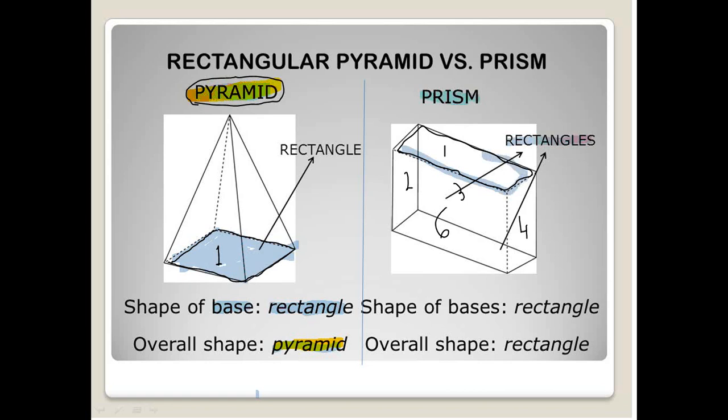This is a rectangle, and here as well a rectangle. The base is a rectangle. So they are all rectangles. The base and the whole shape, the overall meaning the whole shape, they are all rectangles. But here in the rectangular pyramid, only the base is made up of a rectangle, one rectangle base, and the rest are all triangles. The overall shape is a pyramid. The prism, again from the beginning, they are all 6 rectangles together. The base is made up of a rectangle and the overall shape is a rectangle.